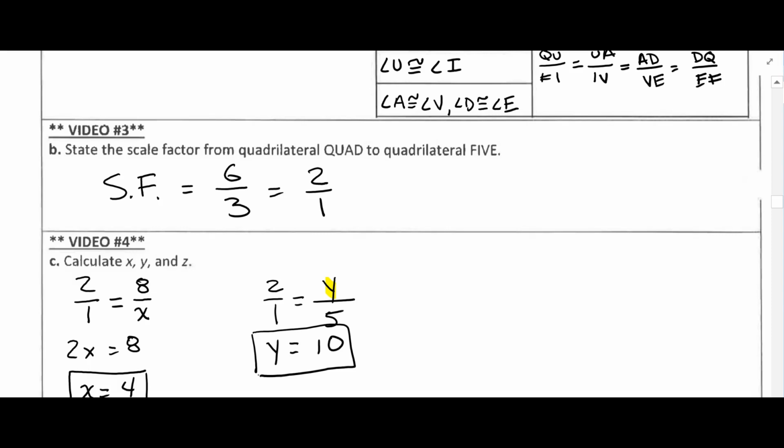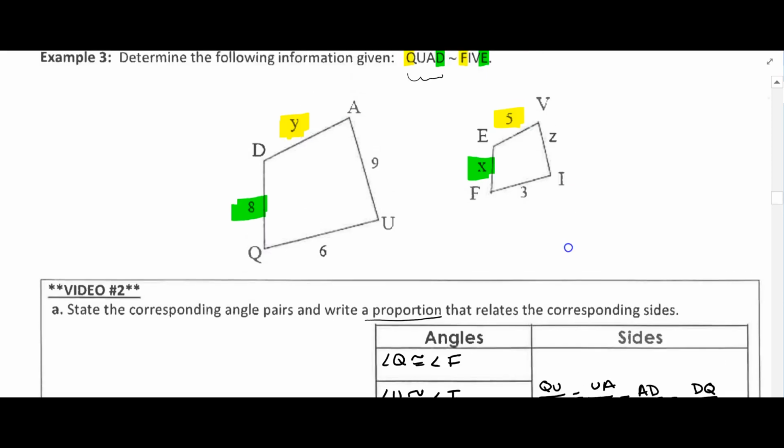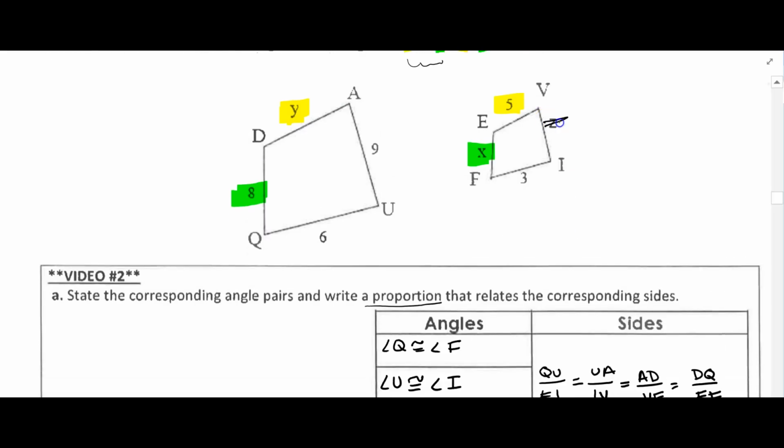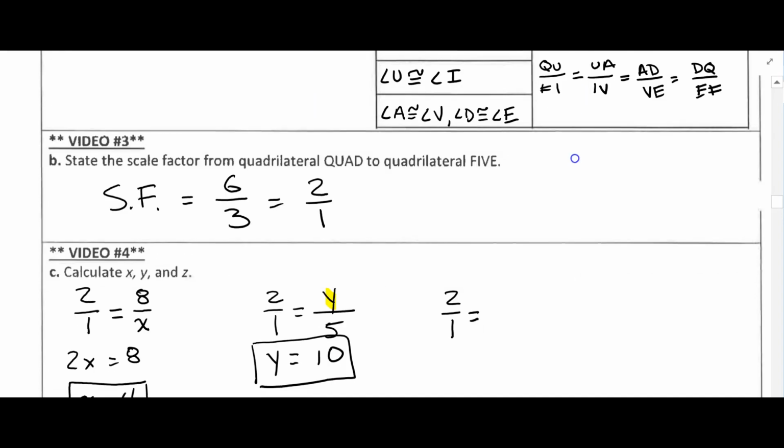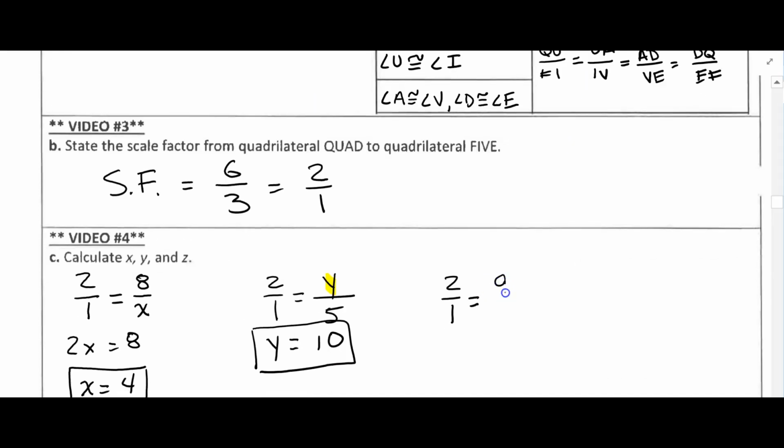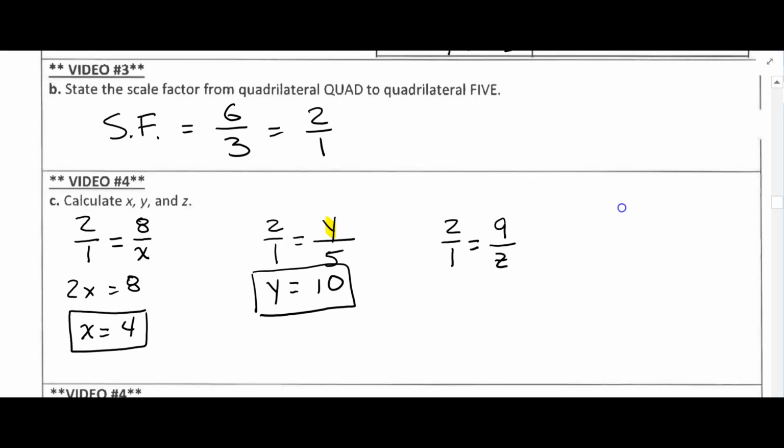Alright, and then I need to find z still, so I'm going to use the same scale factor, 2 to 1. Let's go back to my picture and find out where my z is. So here's my z, and that corresponds with the 9. So remember, we did large over small, so when we go back down here, we're going to go 9 over z. Okay, large over small equals large over small. So we'll go ahead and cross multiply. I get 2z is equal to 9, divide by 2, and I get z is equal to 4.5.